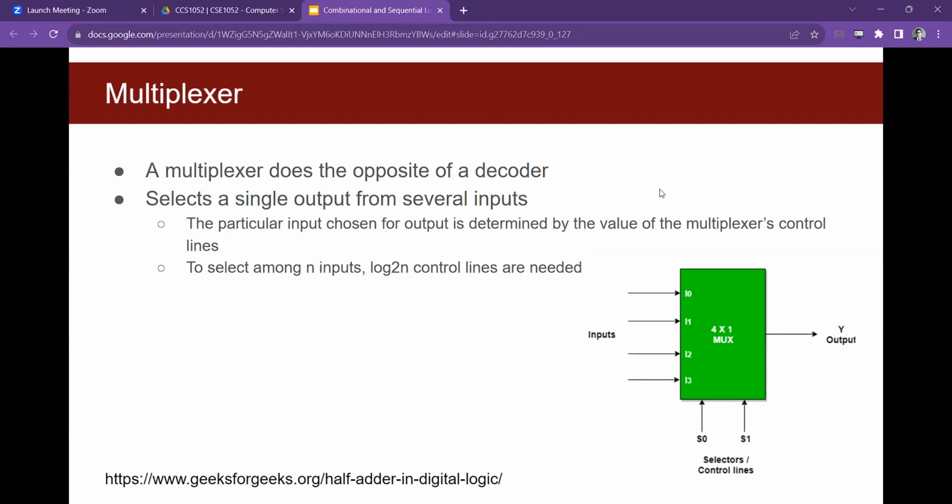That means it will give only one input as an output.